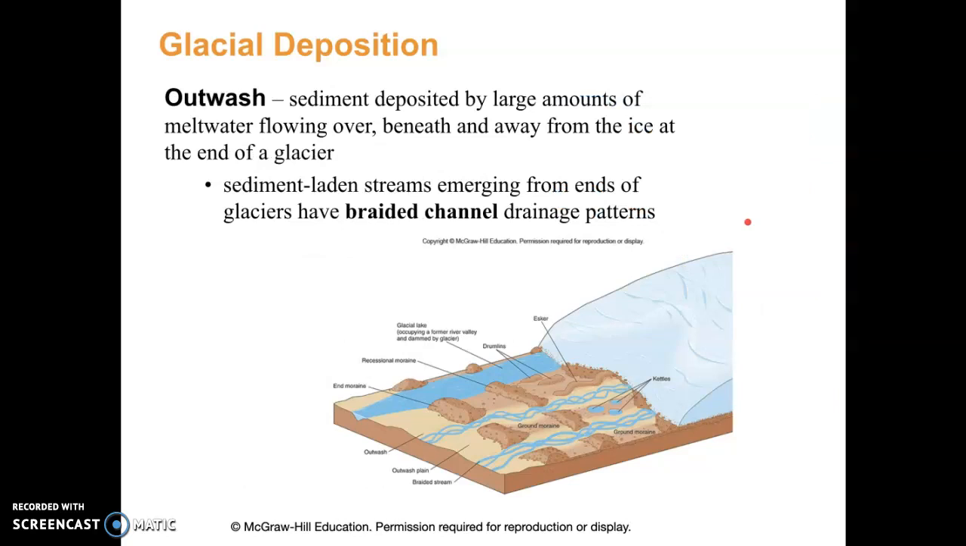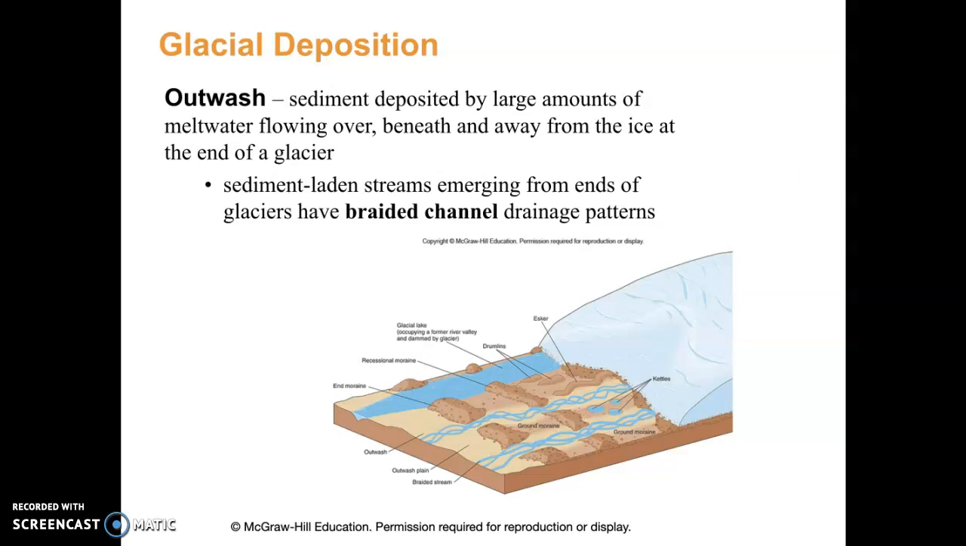Outwash is a sediment that's deposited by the large amounts of meltwater flowing over, beneath, and away from the ice at the end of the glacier. So it being a glacier, there's going to be meltwater, and there are rivers and streams that flow underneath that glacier and continue to weather and erode material from the end of the glacier. And depending on how steep it is and the velocity of the water will determine kind of what happens with these sediments.